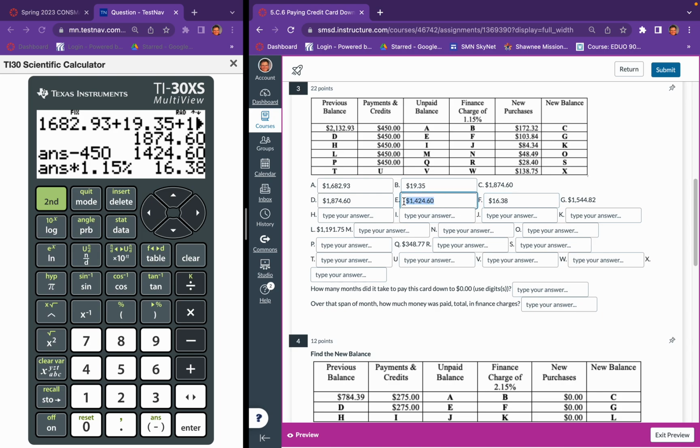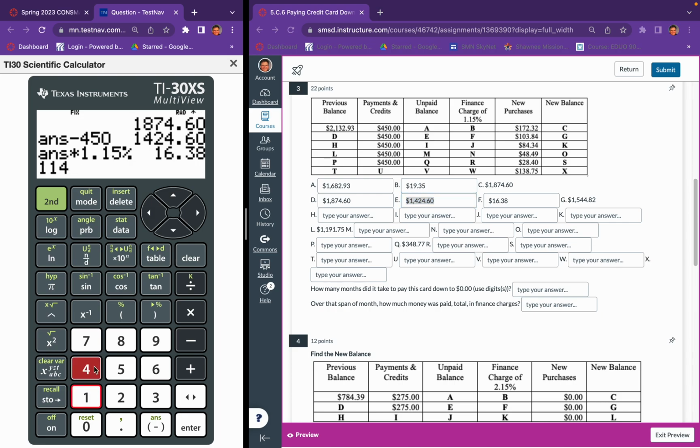So this is the new balance. This is the finance charge. And we put $103.84 on the card. So we're going to start with this number, $1,424.60. That would be the unpaid balance. We're going to add the finance charge of $16.38. And we are going to add the new purchases we put on the card, $103.84.